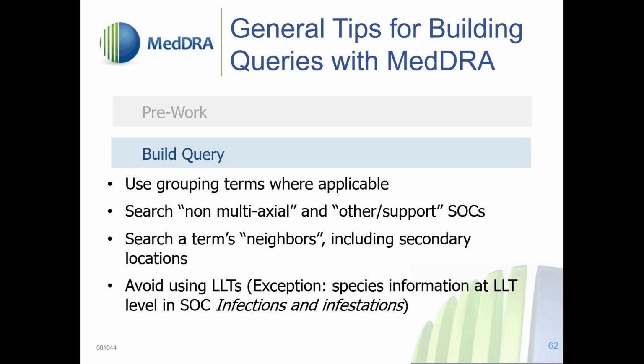And also, if you see that one PT also has a secondary location, it might make a lot of sense to look into that secondary location as well. Usually, we try to avoid LLTs in query building because they are too granular. But sometimes it might be meaningful to also include LLTs, or if you don't want to include them, to look into some PTs by looking at an LLT representation as well.